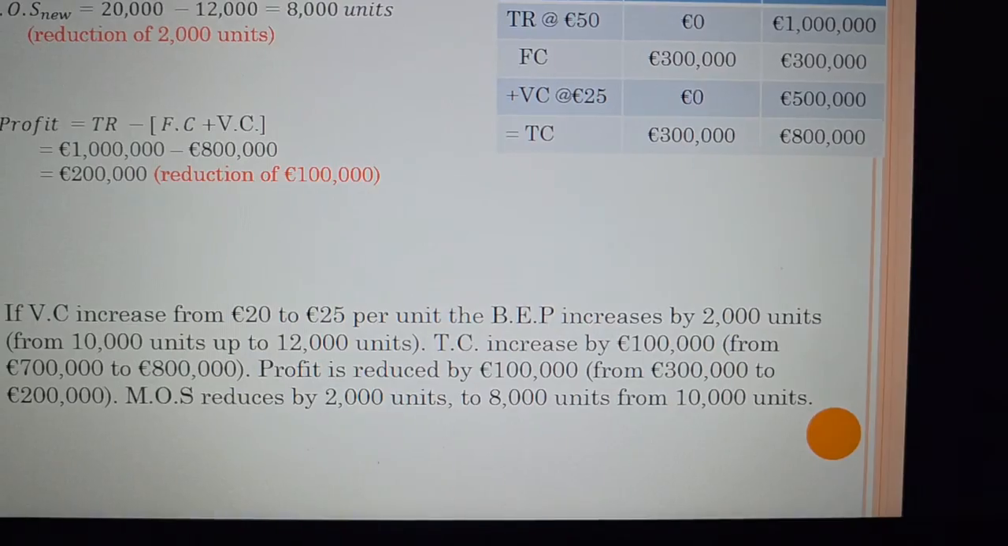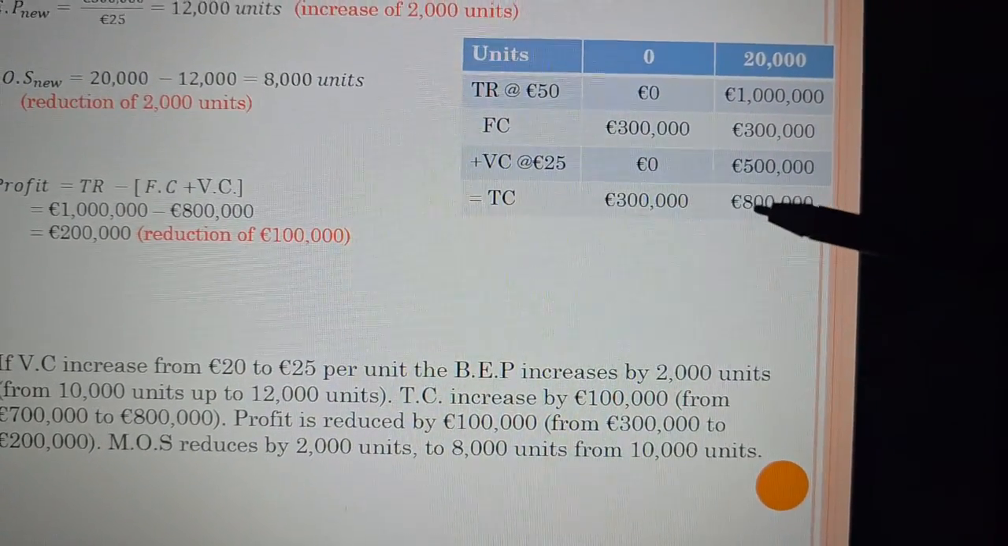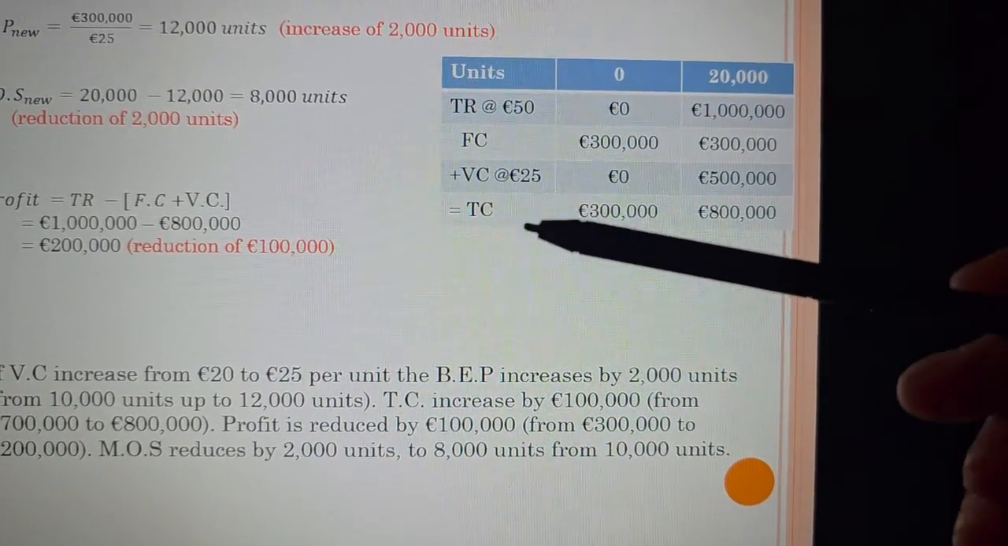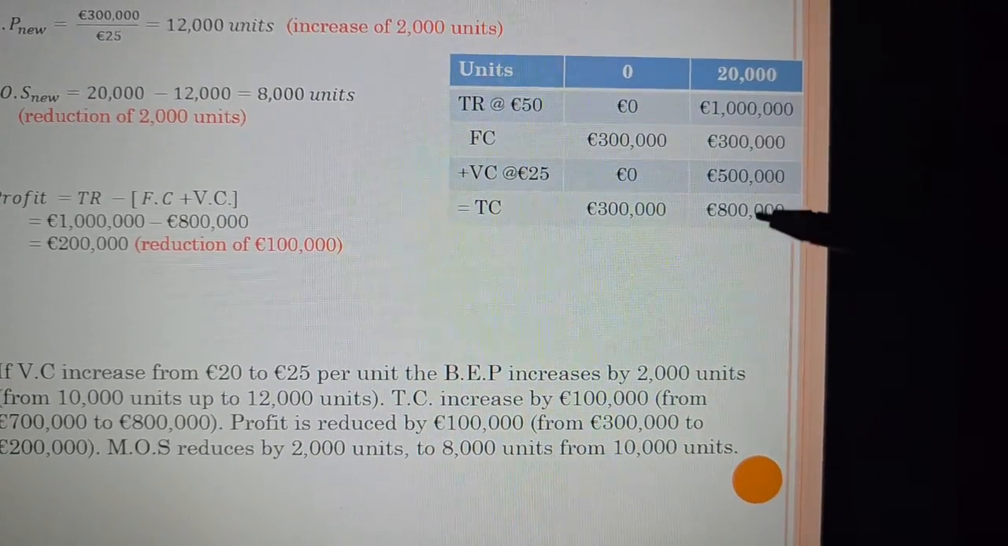Okay, so I've commented on those three aspects and now I'm going to plot my new total cost line. Okay, so that's the only thing that's going to be changed on the graph, the total cost line. So I'll plot my 2 points, 0, 300 and then 20,000, 800.